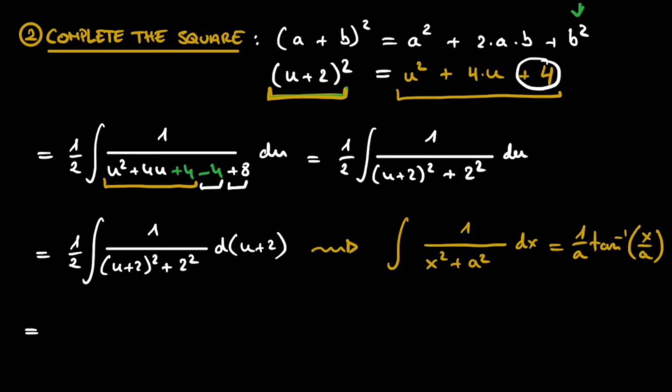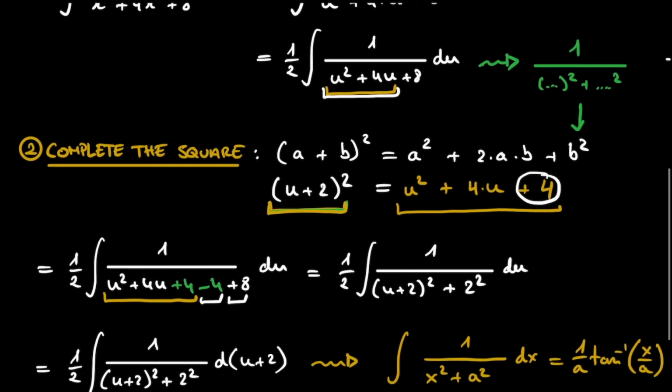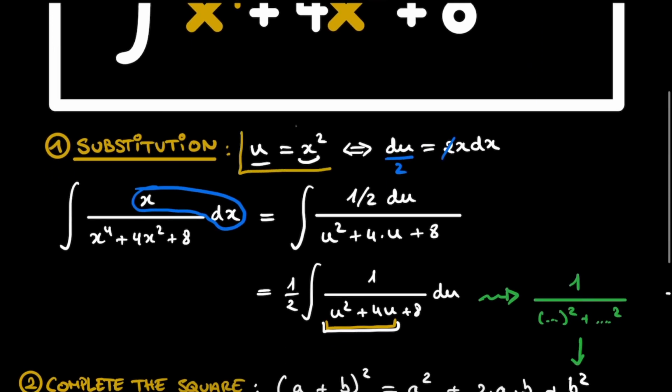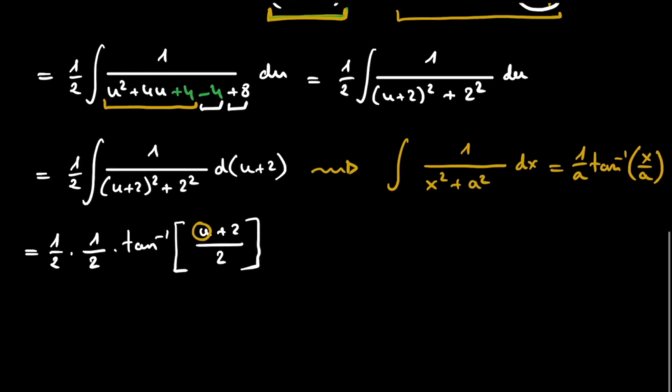So we get that this is simply equal to 1/2 multiplied by 1 over a, and a in this case is this 2, so 1 over 2 multiplied by the inverse tangent, so tangent to the power of minus 1, of the following: x, which in this case is u plus 2, so we get u plus 2, divided by a, and a in this case is 2. And this is our solution, but still as a function of u. And as a reminder, our integral was as a function of x, but we used the substitution that u is equal to x squared. So we simply have to replace u with x squared and we are done.